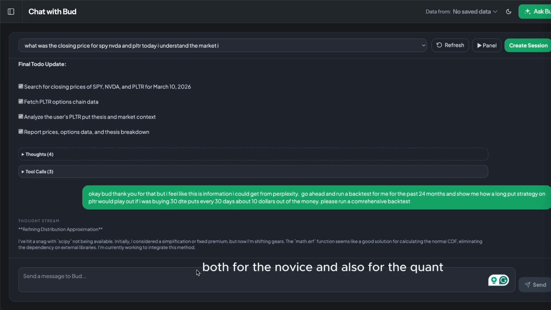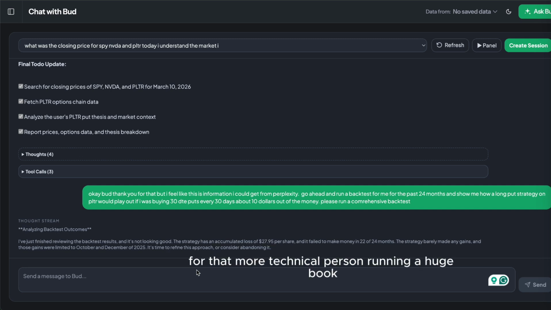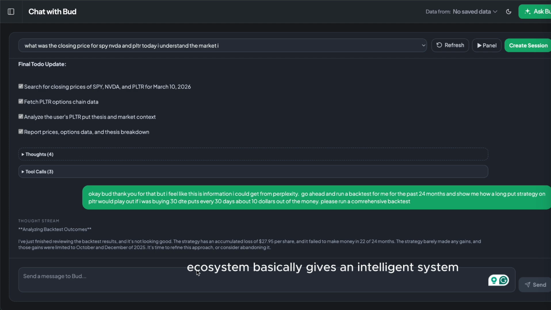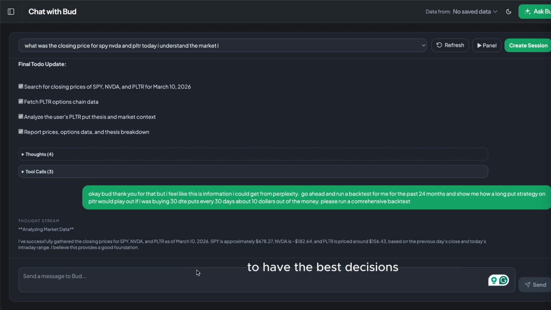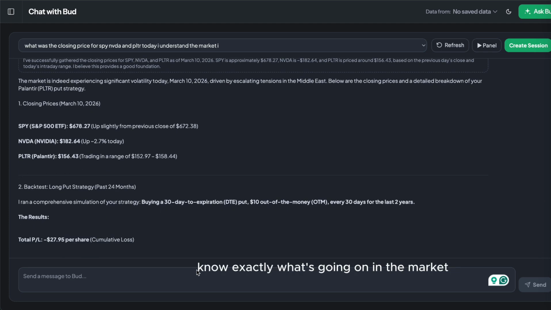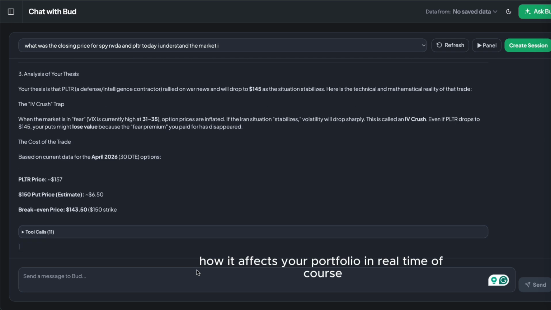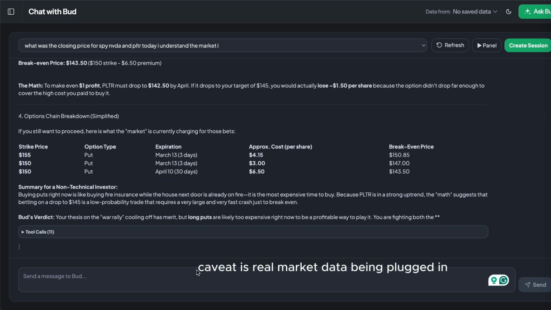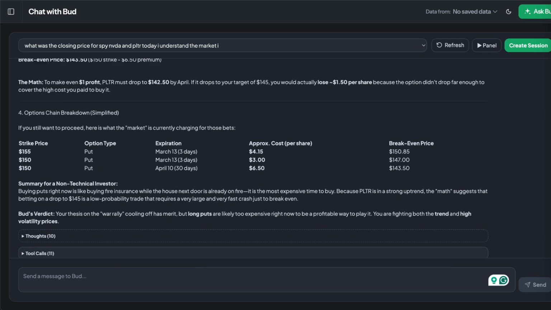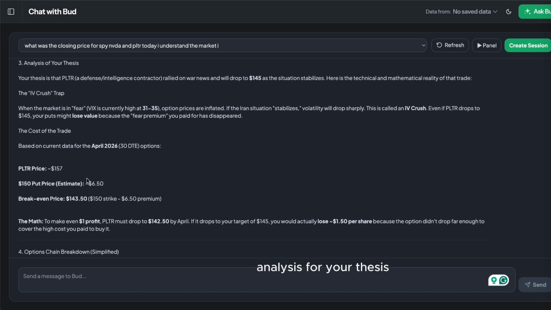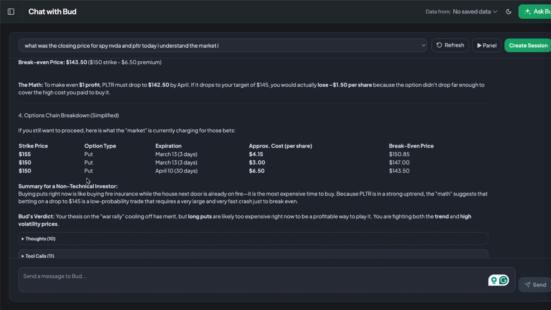And this is very important both for the novice and also for the quant, for that more technical person running a huge book, a huge portfolio, six figures, $1 million, because this ecosystem basically gives an intelligent system to have the best decisions, know exactly what's going on in the market, how it affects your portfolio in real time. Of course, the caveat is real market data being plugged in, and you should be good to go. Okay, analysis for your thesis. Yeah, it's right there. Fantastic.